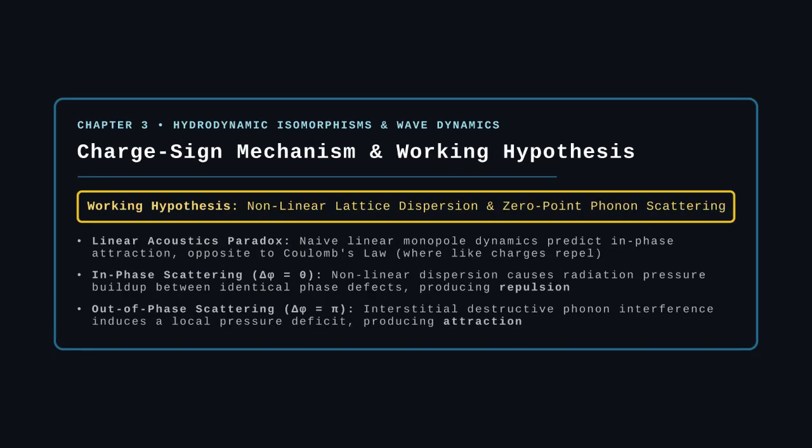To reconcile this sign discrepancy without introducing arbitrary curve fits, MSVT treats charge-sign interaction as an open working hypothesis. In a discrete quantum lattice with nonlinear dispersion, phase defects scatter zero-point phonons, such that in-phase interference, delta phi equals 0, generates an effective radiation pressure buildup between defects, resulting in repulsion. Out-of-phase interference, delta phi equals pi, yields a local pressure drop, resulting in attraction.